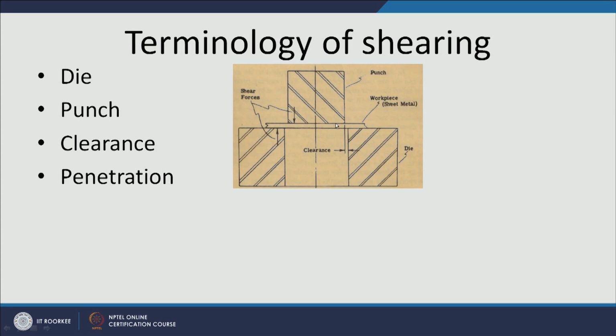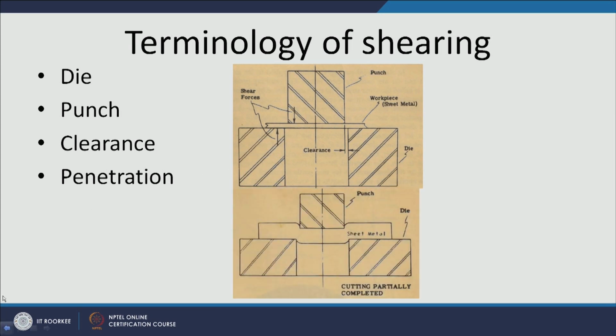So, clearance has to be equal on all the sides, all along the circumference, and there is some distance by which the punch must penetrate into the sheet metal, which is defined as the penetration, for ensuring the shearing of the material. So, what happens when the punch moves down into the sheet metal? It causes the deformation of the sheet metal.